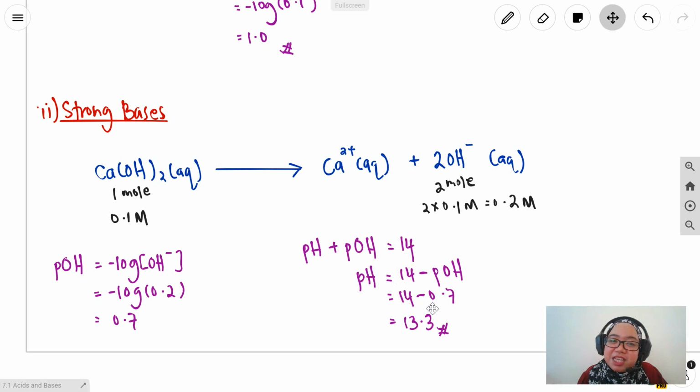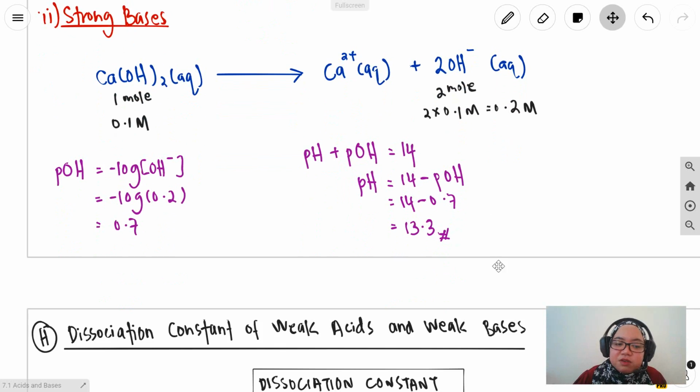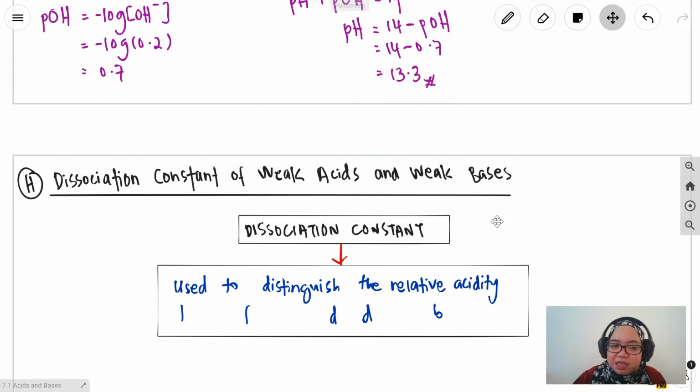So since the pH is more than 7, it is a very strong base. Okay, dan dekat dengan 14, so maksudnya sangat-sangat strong. Okay, alright. So we have learned how to calculate the pH for strong acid and strong base. So now we are going to look at the weak acid and weak base.